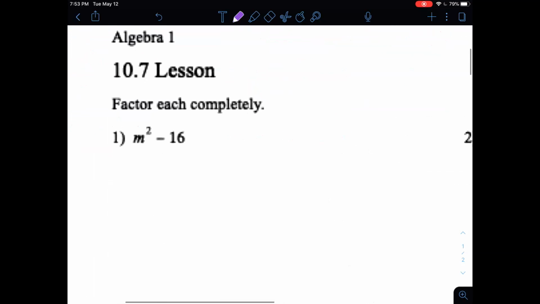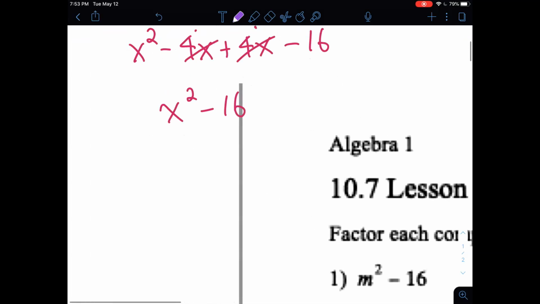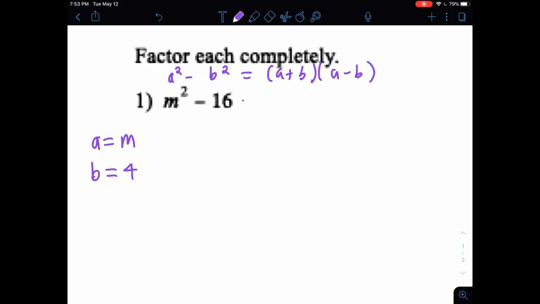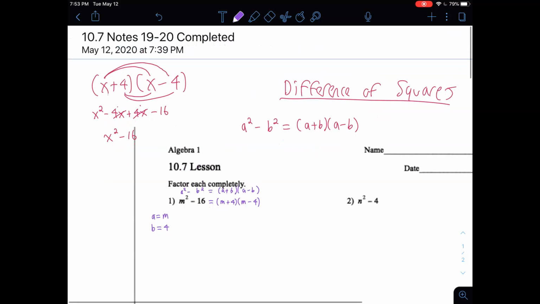All right, so we have m squared minus 16, which is very similar to this one over here. So this is a squared minus b squared, and that's going to equal a plus b times a minus b. So if m squared equals a squared, what does a equal? It equals m. And if b squared is 16, what is b going to be? What's the square root of 16? It is 4. So this is going to equal, the shortcut, you're going to do a plus b, so m plus 4, times a minus b, which is m minus 4.